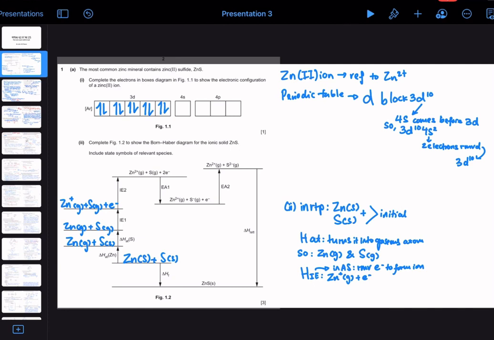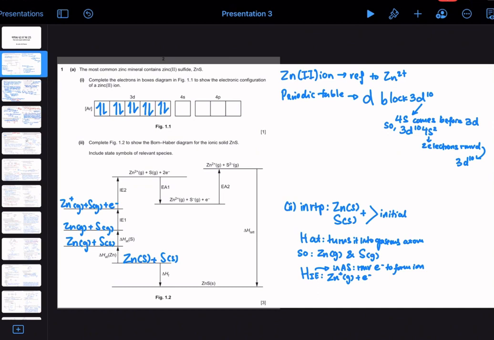Alright, question II. Complete figure 1.2 to show the Born-Haber diagram for the ionic solid zinc sulfide. Include state symbols of relevant species. Alright, so we know that at room temperature, both zinc and sulfur are initially in solid state. So yeah, that's why they would be in solid state. And for atomization, again, you're turning it into gaseous atoms. So firstly, your zinc will turn into gaseous atom, and your sulfur will then follow right after.